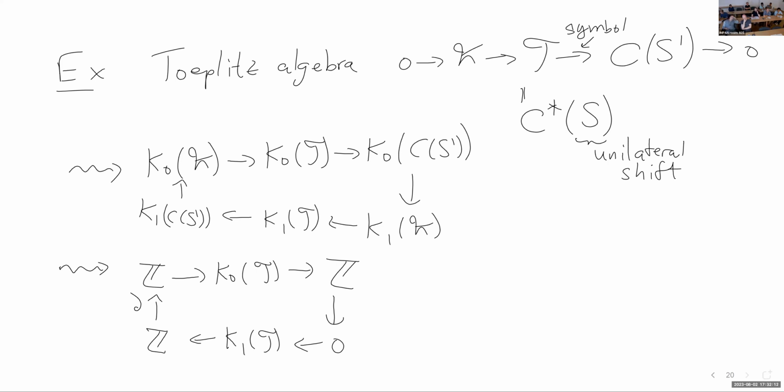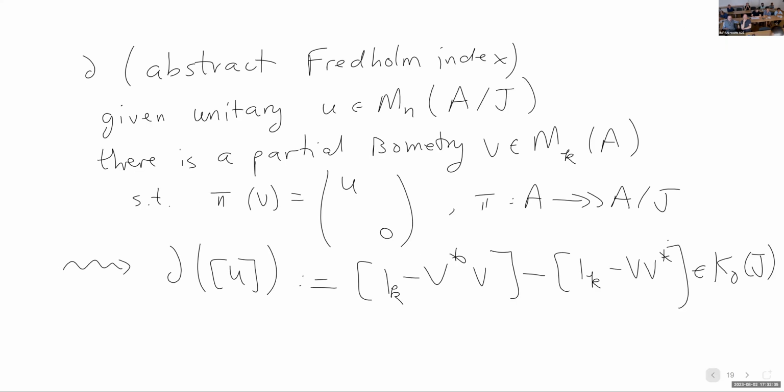So delta, let's see what it does to 1. Okay, what is 1? What is the generator, in other words? What's the function that has winding number 1? It's just the function z goes to z, the identity function. The class of the identity function. Then what did I have to do? Let's go back briefly to the definition of delta. I took a unitary, I found some partial isometry lift of it. The partial isometry lift is, of course, this unilateral shift. And then I compute the class of 1 minus SS star minus the class of 1 minus S star S.